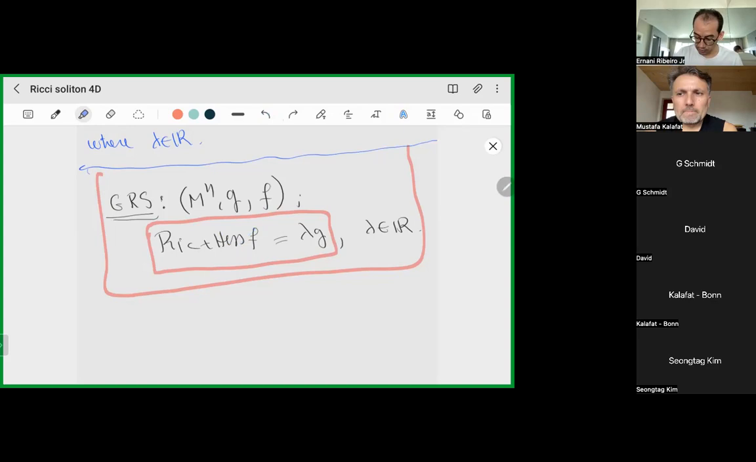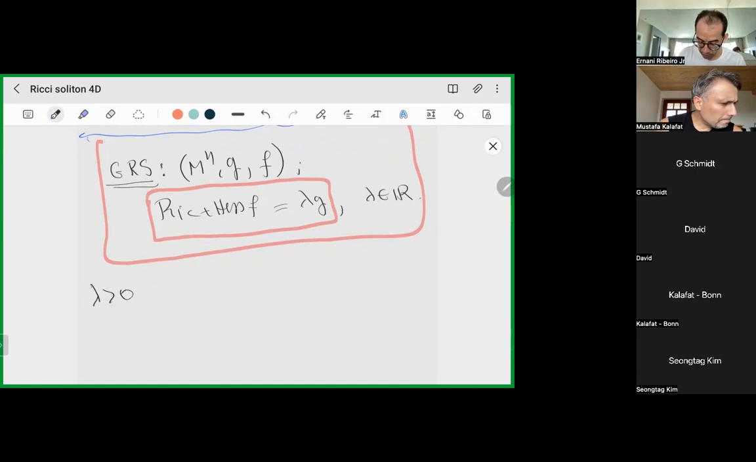This kind of Ricci soliton is also defined in three cases. When lambda is positive, we say this soliton is shrinking.